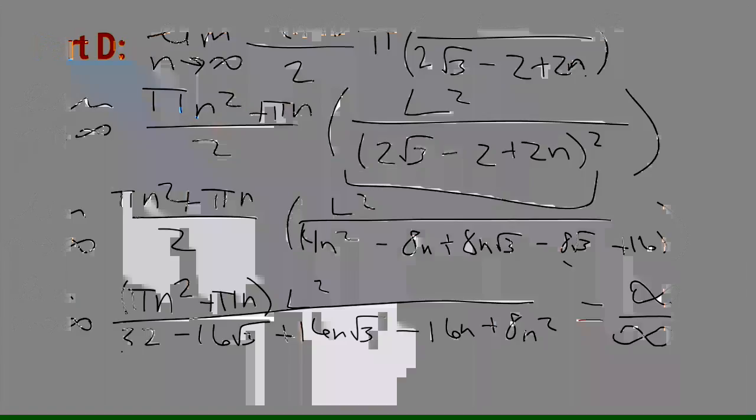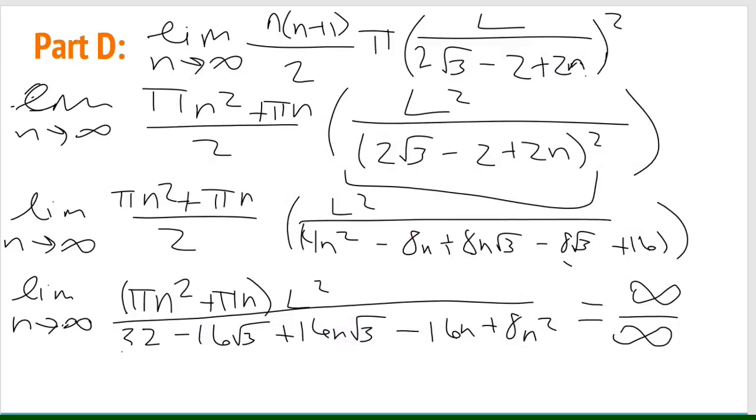Part D asks us to take the limit of a sub n as n approaches infinity. We can start by writing the limit as n approaches infinity of n times n plus 1 over 2 times pi times the quantity L over 2 root 3 minus 2 plus 2n squared. Next, we can distribute the exponent and distribute pi to the first fraction. This will give us the limit as n approaches infinity of pi n squared plus pi n over 2 times the quantity L squared over 2 root 3 minus 2 plus 2n squared.